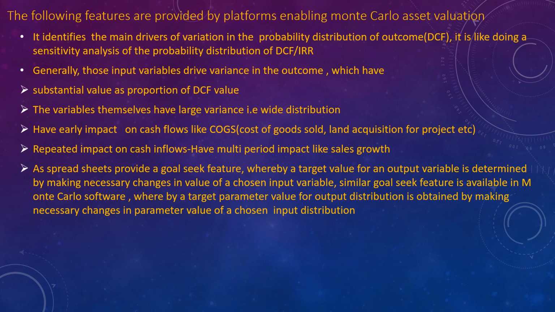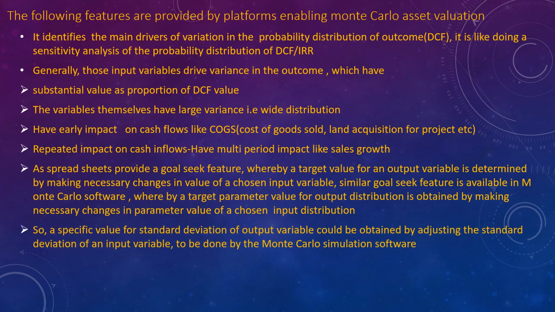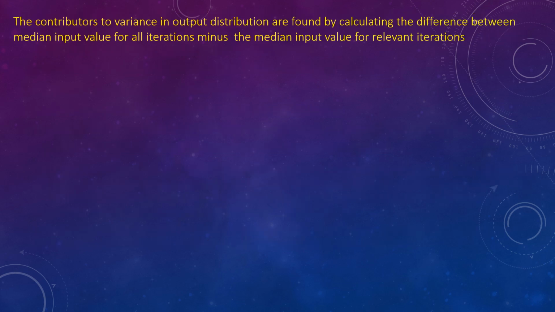Spreadsheets provide a goal-seek feature whereby a target value for an output variable is determined by making necessary changes in the value of a chosen input variable. A similar goal-seek feature is available in Monte Carlo software, whereby a target parameter value for output distribution is obtained by making necessary changes in parameter value of a chosen input distribution. So a specific value of a standard deviation of output variable could be obtained by adjusting the standard deviation of an input variable, to be done by the Monte Carlo simulation software.